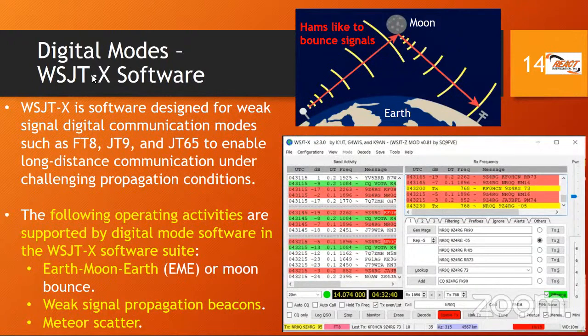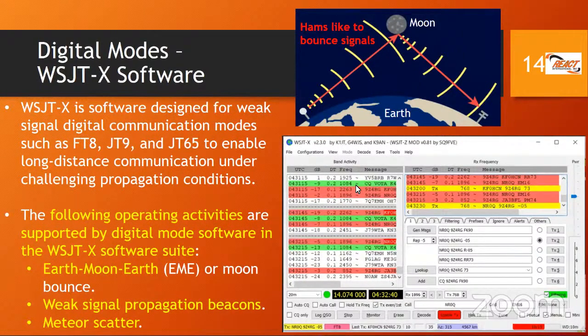WSJT-X, right? And the JT in it stands for Joe Taylor, the guy who invented some of these modes and is responsible for the development of that software. So WSJT-X software, or family of software, is an important suite of software that hams use regularly. And on your right-hand side, we have a screenshot of what it looks like on a Windows computer. So this is WSJT-X, at least one of the variants.